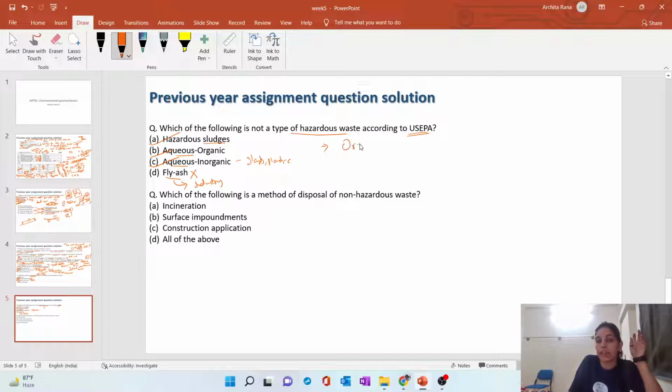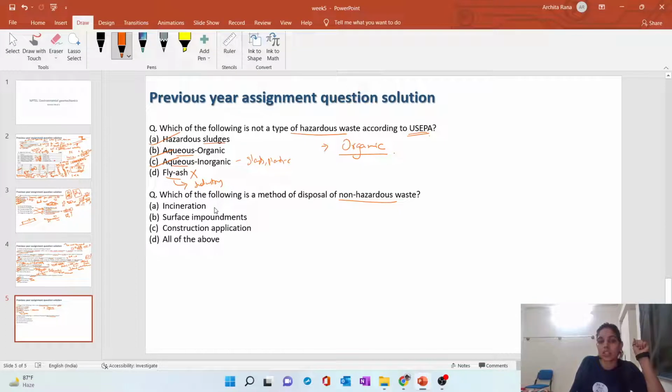Organic, like simple organic waste, is also considered a hazardous waste according to US EPA, right? So these are type 1, 2, 3, and 4. These are four types of hazardous waste according to US EPA. Now, there are methods that are discussed about the non-hazardous waste. If you have a non-hazardous waste, what are the methods of their disposal? What are the methods that we can get rid of them?